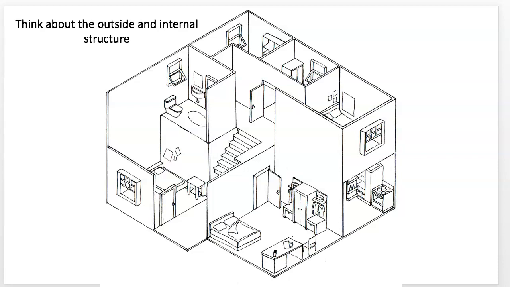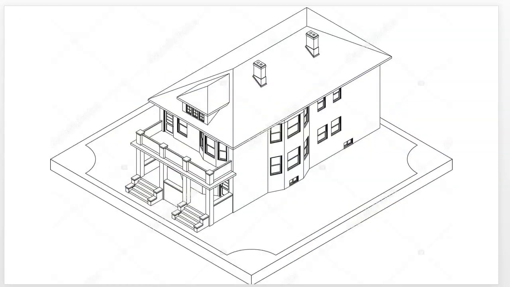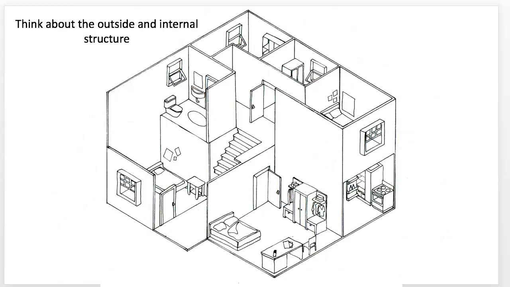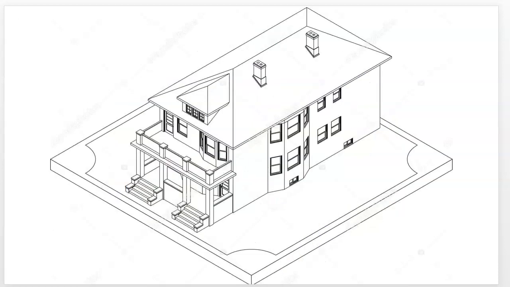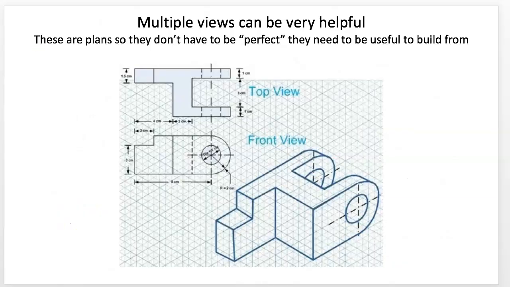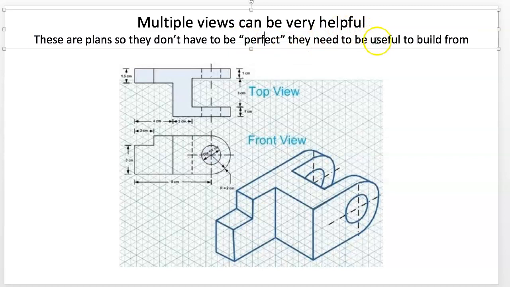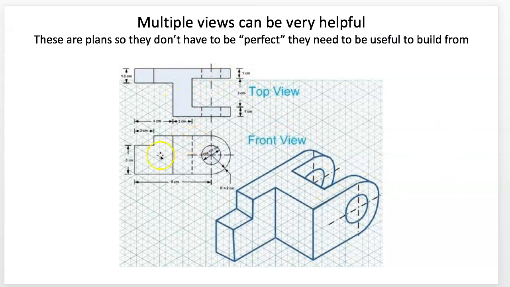It's really about giving yourself, see the difference between this is how it looks on the outside versus the structure inside. But both of them are in this 3/4 isometric view where you can kind of get clarity about what you're trying to build. You really want probably to have a few views of it. They're plans, so they don't have to be perfect. They do not need to be perfect. Don't get hung up on that. They need to be useful to build from. Okay? So you might want a top view, a front view, and a 3/4 view, or just the inside and the outside to give you some ideas about what you're really trying to accomplish.